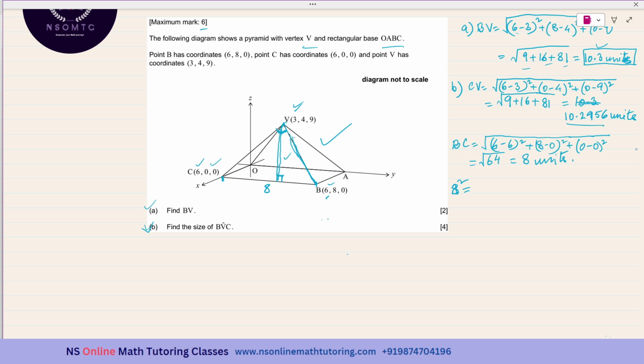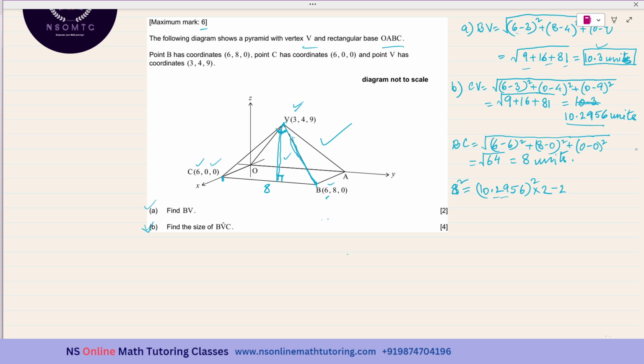So it is 8 square. We always start with the side opposite to the given angle. So 8 square equal to 10.2956 whole square, and again plus 10.2956 whole square. So I can multiply this with 2, because a plus a is 2a. So this whole square plus the same thing whole square is equivalent to 10.2956 whole square times 2. Okay, and minus 2 times again this times this, right?